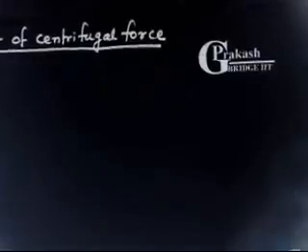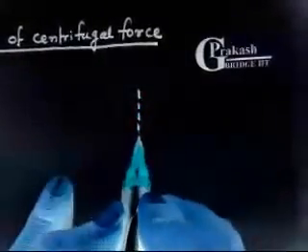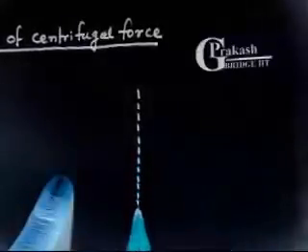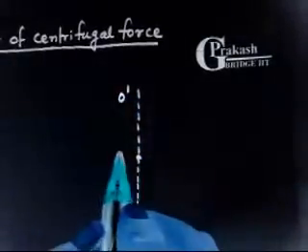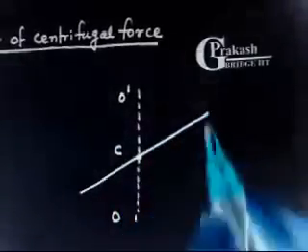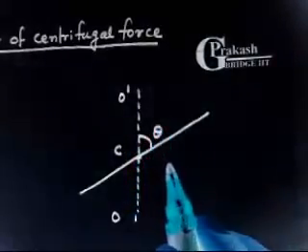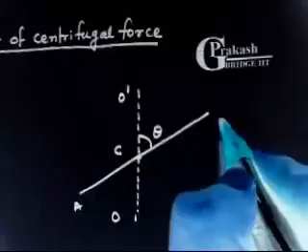Okay, let me first make the diagram for this problem and then we'll discuss what this problem is all about. So I have an axis. This is the axis of rotation, and Irodov called this O dash and O. There is a point in the middle, which they call C, and there is a rod attached at angle theta. This rod is called AB.